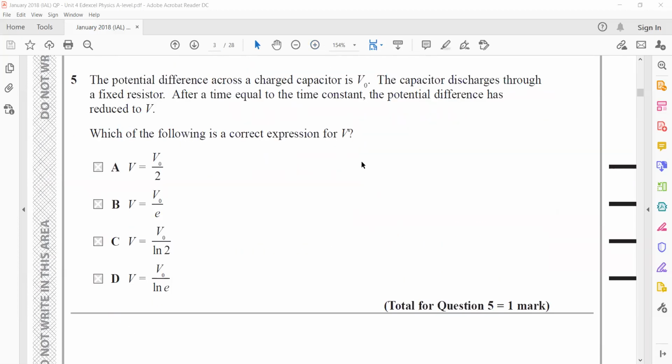The potential across the charged capacitor is V naught. That's the maximum voltage. The capacitor discharges through a fixed resistor for a time equal to the time constant. So the time taken by the capacitor to discharge is the same as the time constant. What is the potential? The potential has reduced to V. Which of the following is the correct expression for V?